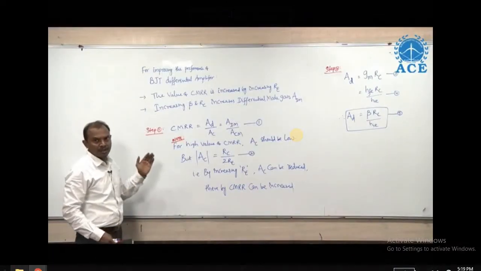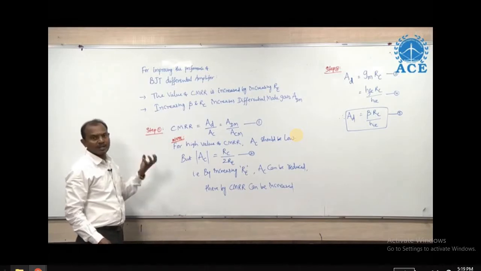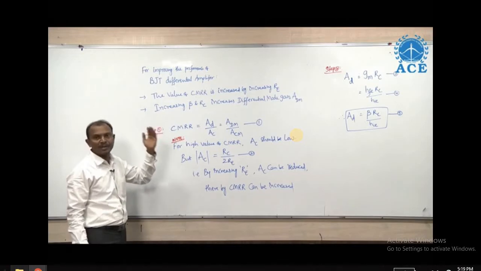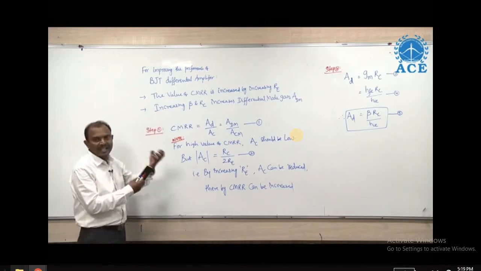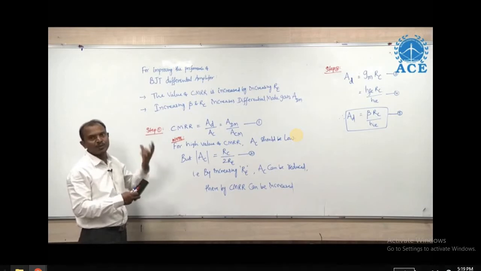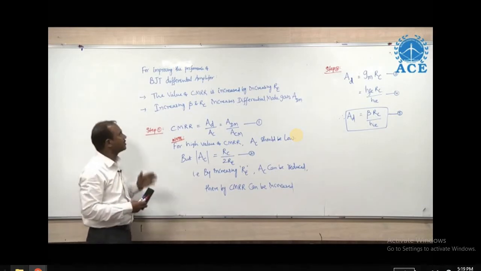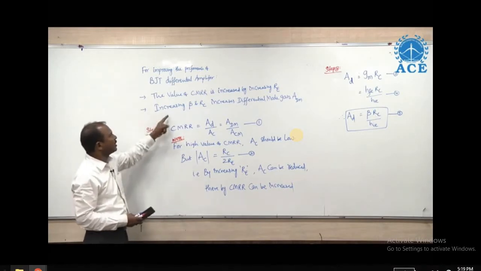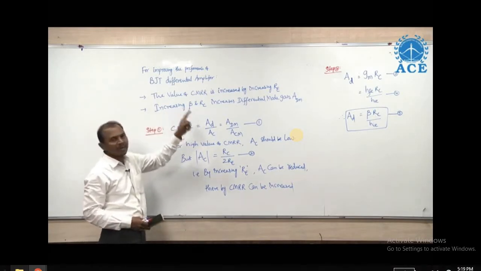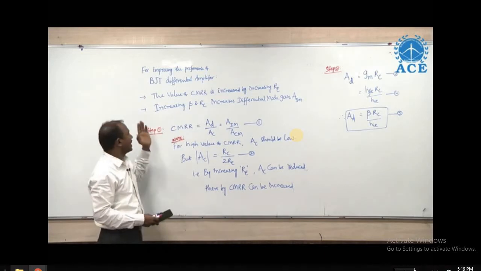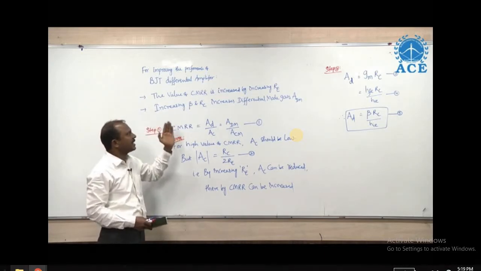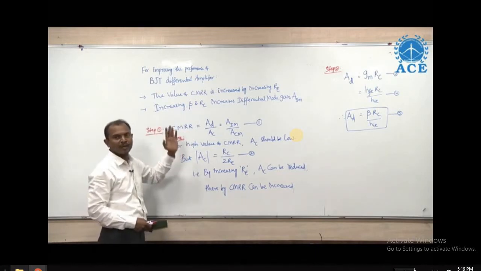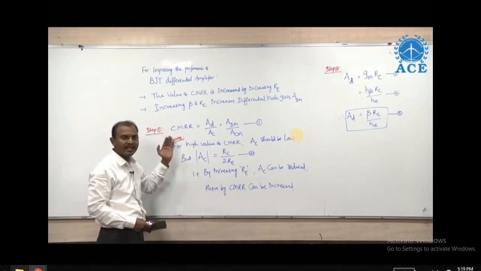In this question, we are supposed to answer what conditions are required, or what facilities we should provide, for improving the performance of a differential amplifier using BJT. That's what the question is actually asking. Out of the 4 statements given, we can say the value of CMRR is increased by increasing RE, and increasing beta and RC increases differential mode gain. That means statements 2 and 4 can be considered correct. That means option D is correct.